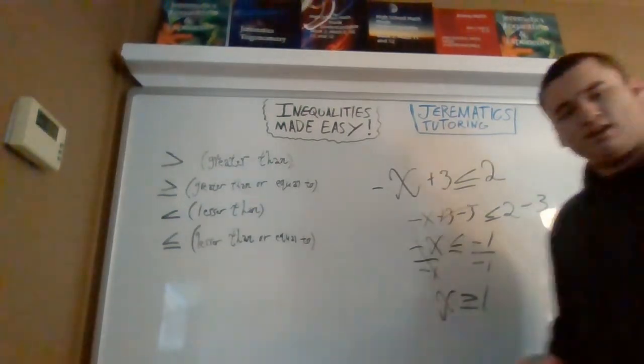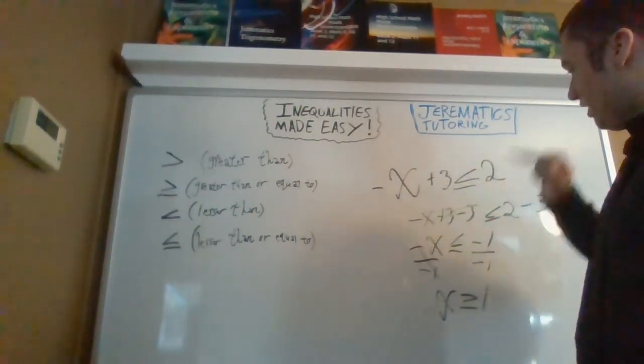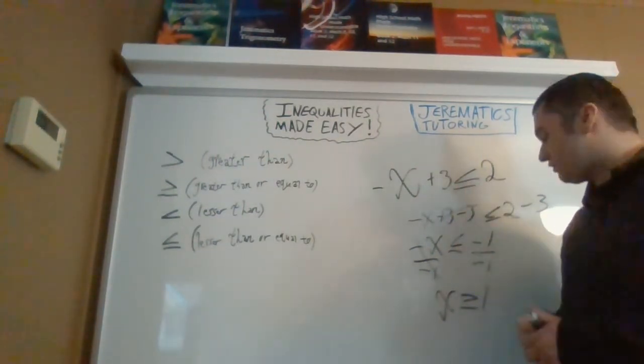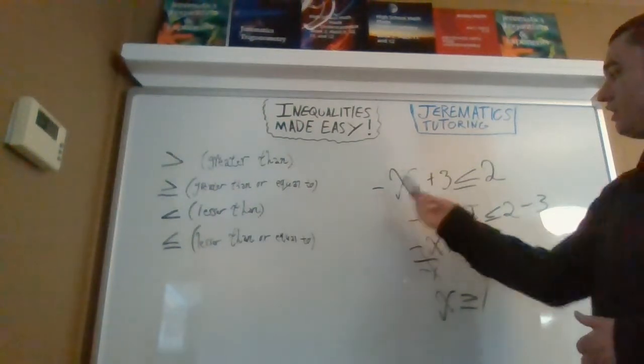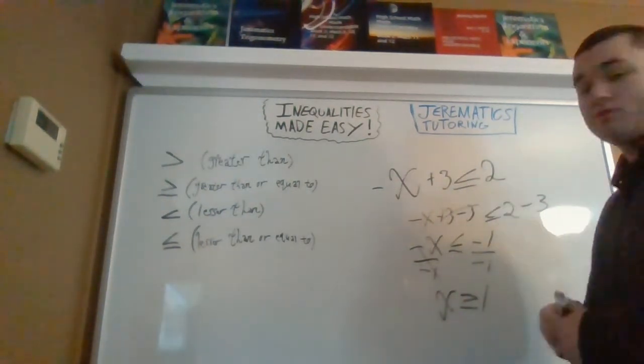Does this make sense? Let's test it out. If we plug a 1 in here, we get negative 1 plus 3, and we get 2. Is 2 less than or equal to 2? Yes, it's equal to 2. Now if we plug in a 2, we get negative 2 plus 3, which is 1. Is that less than 2? Yes, it is. So this means that our inequality is true.